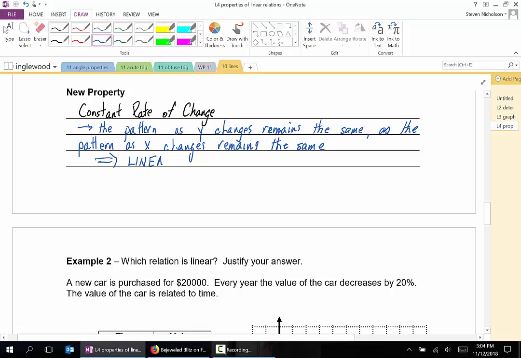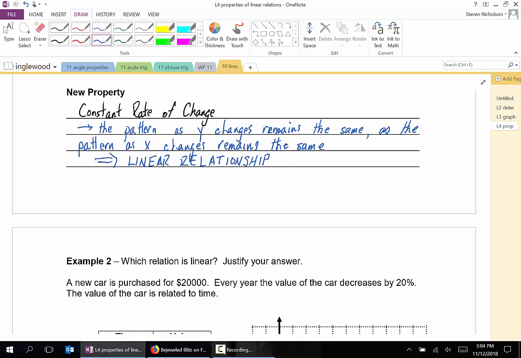So this is what has to happen to get a linear relationship. You have to have a pattern in the y, and again, it has to be a constant pattern. It has to be the same. And you have to have a pattern in the x. And again, it is y compared to x. That's really important. So this is called the constant rate of change property.